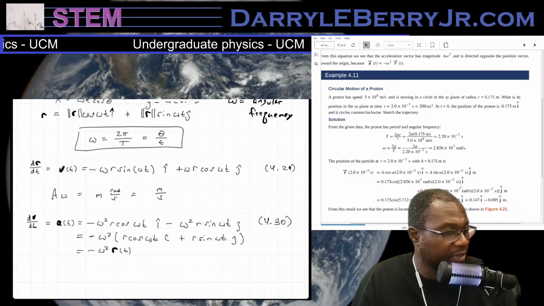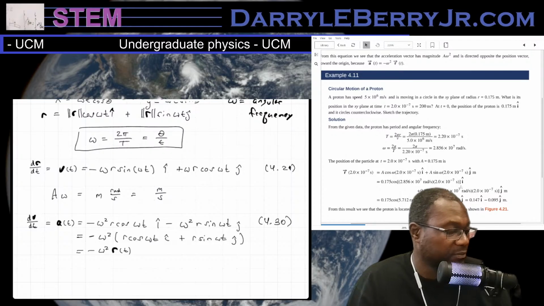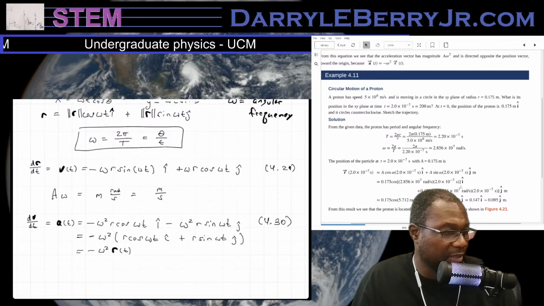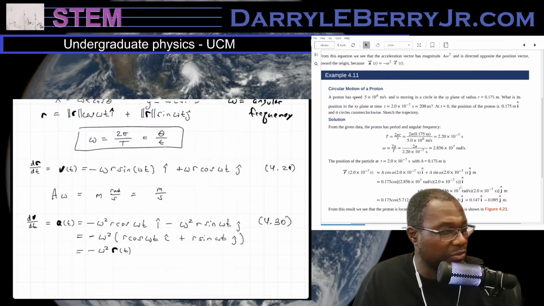A nano was negative 9. Oh, it says 200 nanoseconds. So I made it 200 to bring it down to nano. Okay. At t equals 0, the position of the proton is 0.175 meters i, and the circle is counterclockwise. Sketch the trajectory.